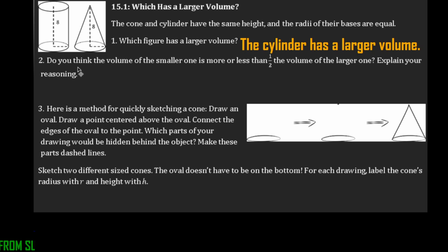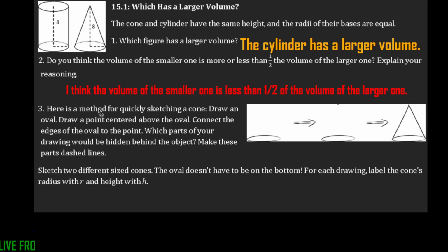And number 2, it says, do you think the volume of the smaller one is more or less than half the volume of the larger one? And explain your reasoning. So what we're going to do is say this: I think that the volume of the smaller one is less than half of the volume of the larger one. And we'll talk about that here shortly, like how much smaller is this cone compared to the cylinder.